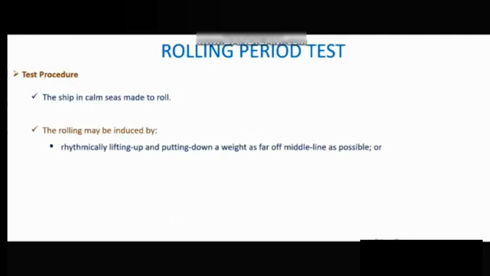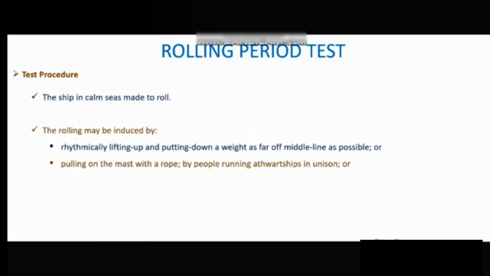Otherwise, this is what he was trying to say a while back: rhythmically lifting up and putting down a weight as far off the midline as possible. Basically, you have to induce rolling. How you induce rolling, you are the best person on board. You can take a call on your ship how the rolling can be induced. Pulling on the mast with rope, running left and right in unison, that's what he was saying. These were because you're talking of small ships. When you're saying 80 meters, this can also be used for a ship which is 40 meters. So small ships can be made to roll like this.